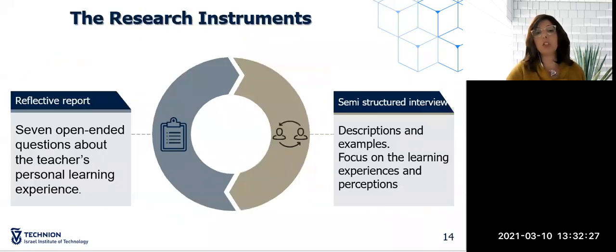In this phenomenological study, we collected data by using a reflective report and a semi-structured interview. After the curation process, the teachers were asked to complete the reflective report, which included 7 open-ended questions about their personal learning experience. The next stage was a semi-structured interview. We wanted to gain insight into the participants' learning experience. We heard more precise descriptions, elaborations, and examples of the personal learning experience.